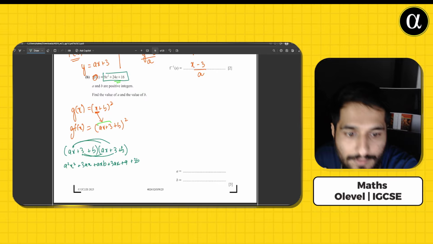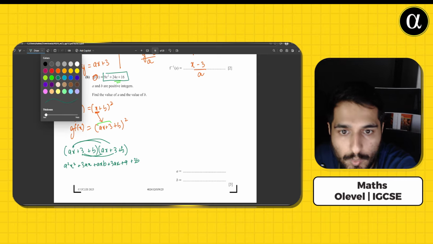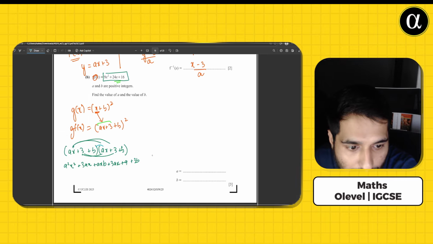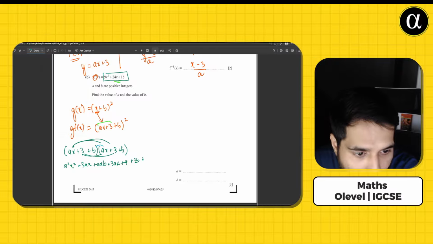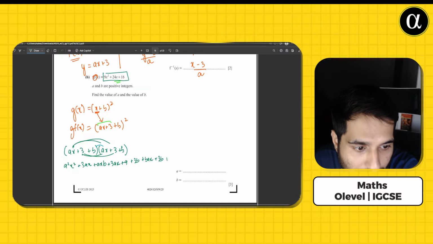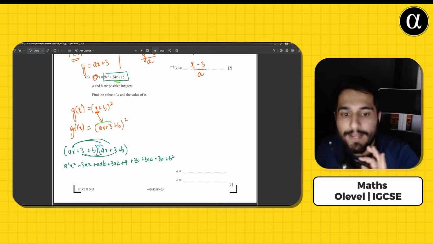All right, when we solve this further, we know that b and ax would give us bax. This should be plus bax, and b into 3 would give us plus 3b, and b into b would give us b squared. All right, now let's have a look.